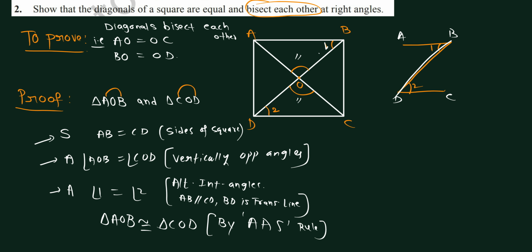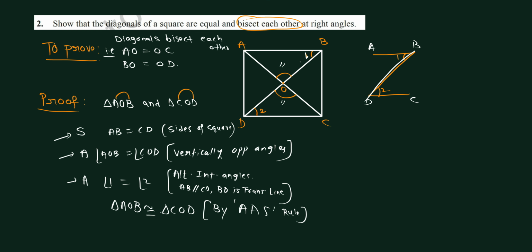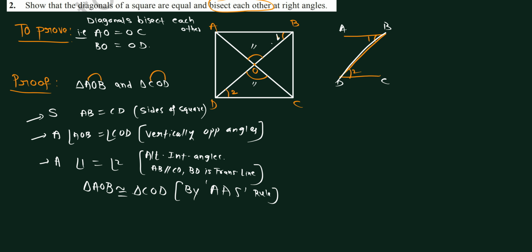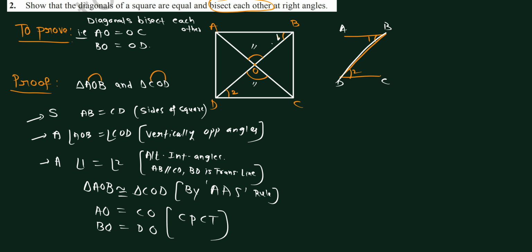So from this, can I say now AO is equal to CO and BO is equal to DO? Why? Because of CPCT, corresponding parts of congruent triangles are equal.